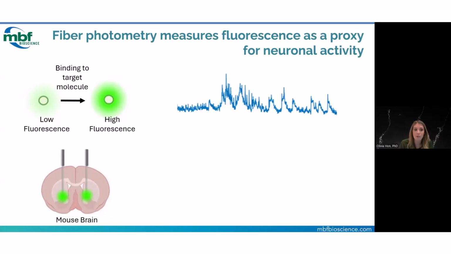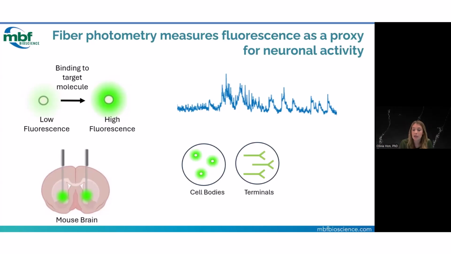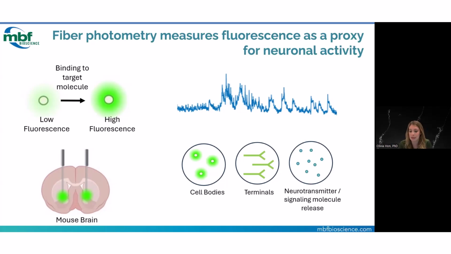There are lots of different ways that you can use photometry to try to understand neural activity. The most common is by recording in cell bodies, but you can also record in terminals if you're interested in looking at projections to other regions. And with the explosion of new neurotransmitter sensors that are being developed, you can now directly monitor neurotransmitters and signaling molecules.